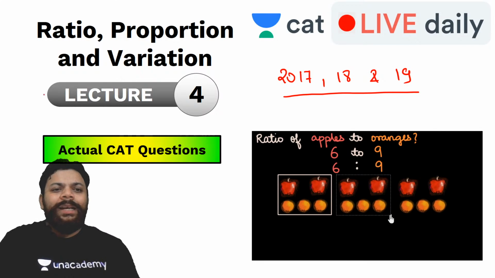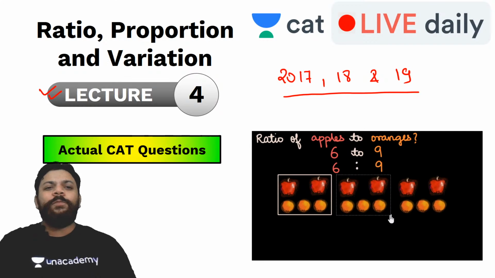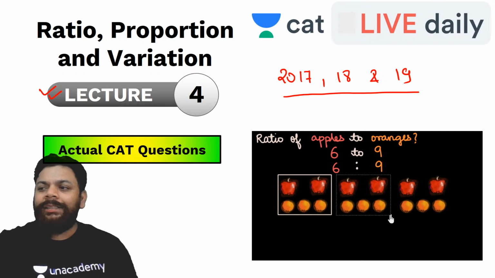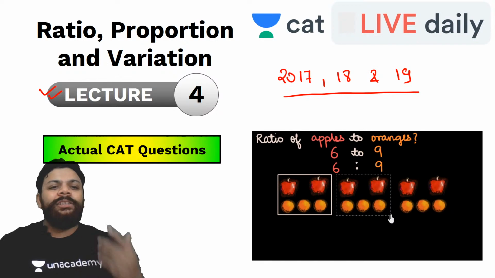So this is going to be my lecture number 4 on ratio, proportion and variation. And in this session, as I said, I'll be dealing with previous year CAT questions.